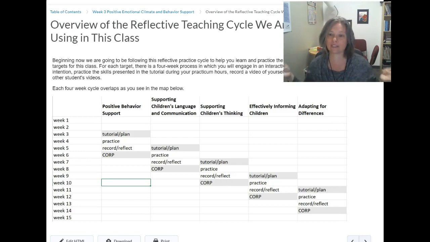So you're going to have a whole week to kind of embody that intention or that goal that you made. And then in week 5, in this cycle, or the 3rd week of the 4-week cycle, you will record yourself with children interacting, and then you will post that into GoReact, and I will ask you to comment on your own recordings. And then CORP stands for, C-O-R-P, stands for Community of Reflective Practice.